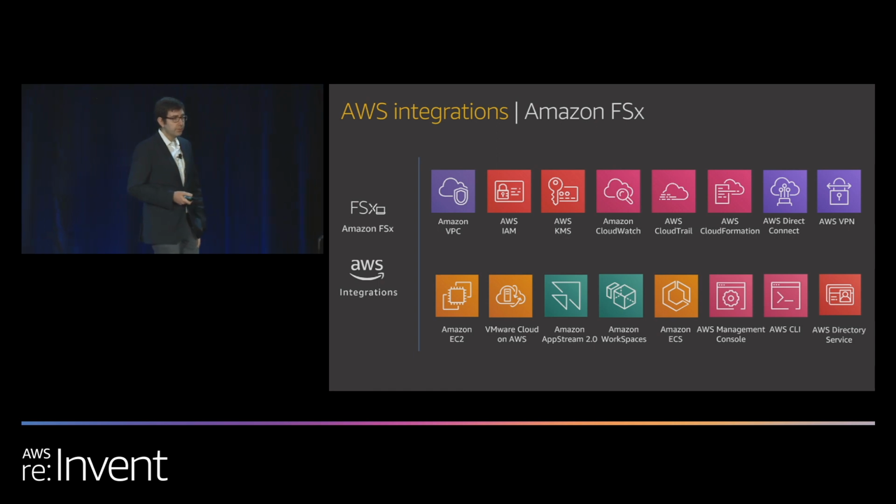And a big request of customers from the start with FSx has been for us to integrate with a rich set of other AWS services so that these file servers are managed and accessed in AWS native ways and that they can be used by end users in ways that they're used to. So we talked about VPC. Of course, we integrate with AWS IAM, KMS, CloudWatch, CloudTrail, CloudFormation, Direct Connect, and VPN. And I talked about a number of the other services on the bottom as well that you can access your file systems from.